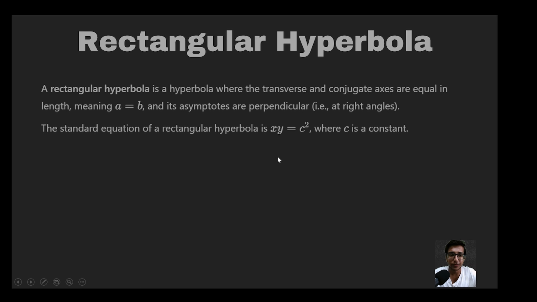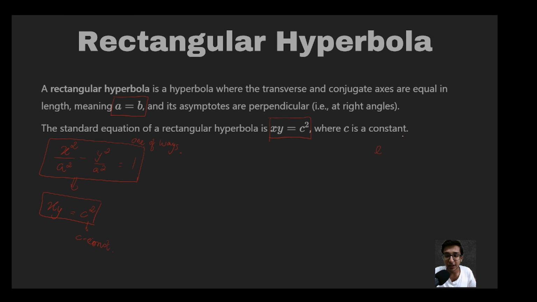Apart from that, the standard way in which I write the equation of a rectangular hyperbola is xy is equal to c square, where c is a constant. This can also be written as xy is equal to c square. c is a constant.